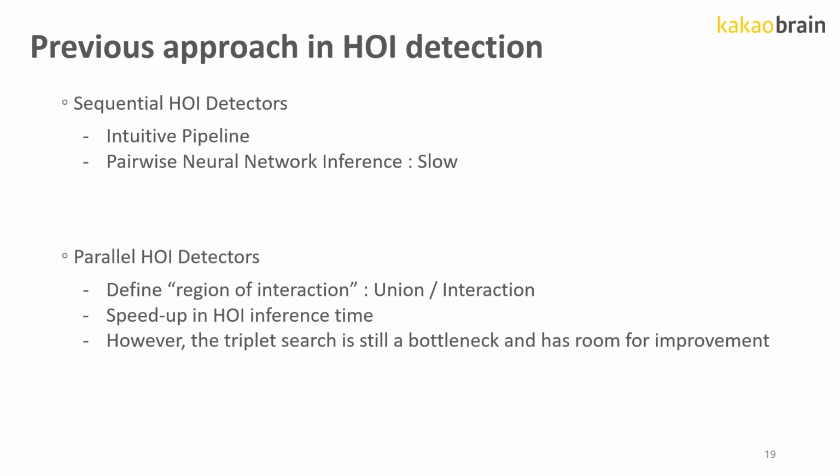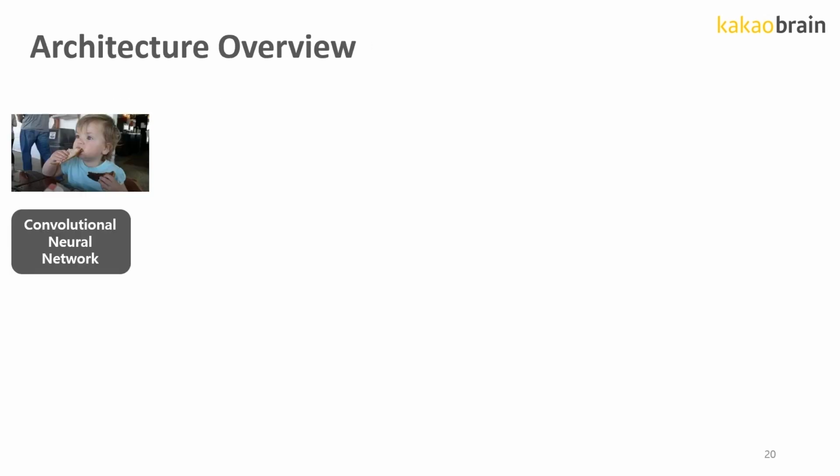However, searching the correct object pairs for each interaction region results in a triplet search, which still leaves room for further improvement. To this end, we propose HOTR. The architecture overview of HOTR is as the following.